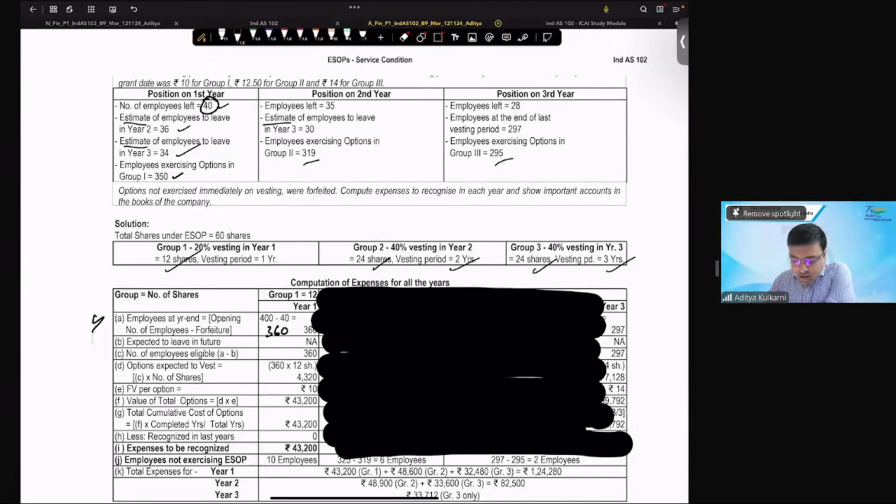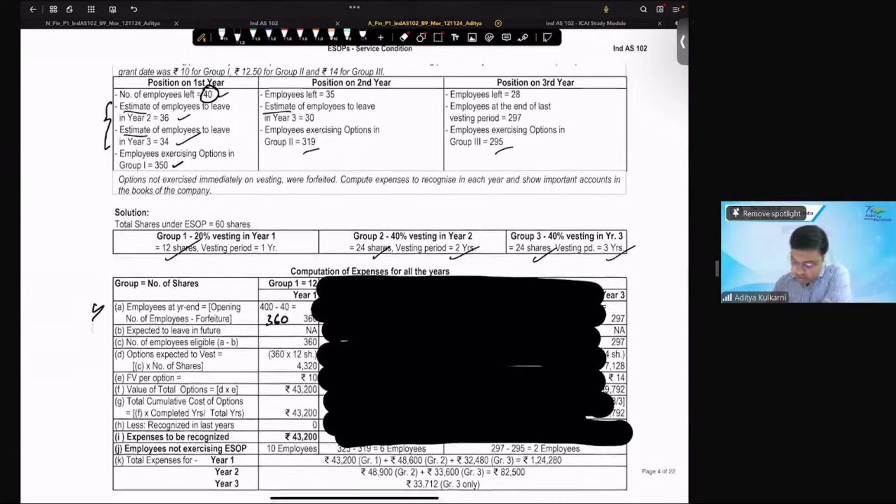Now, is this information relevant for year one in respect of group one options? No, sir, it's not relevant for group one. It becomes relevant for group two and group three. Therefore, expected to leave in the future is not applicable. I don't need it, options have already vested at the end of year one. So number of employees eligible 360.